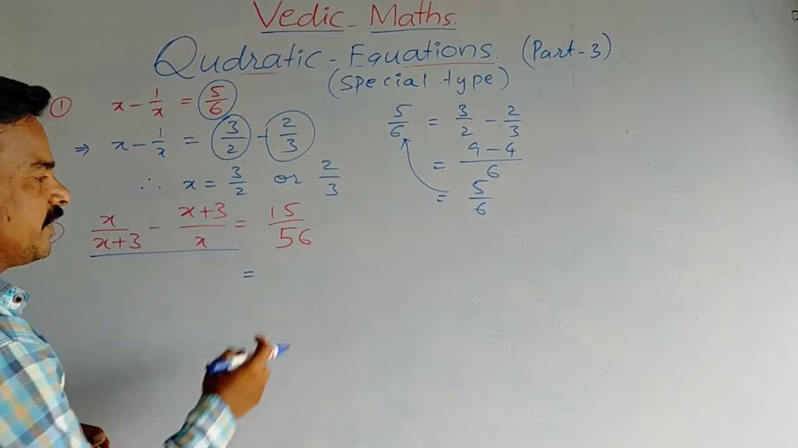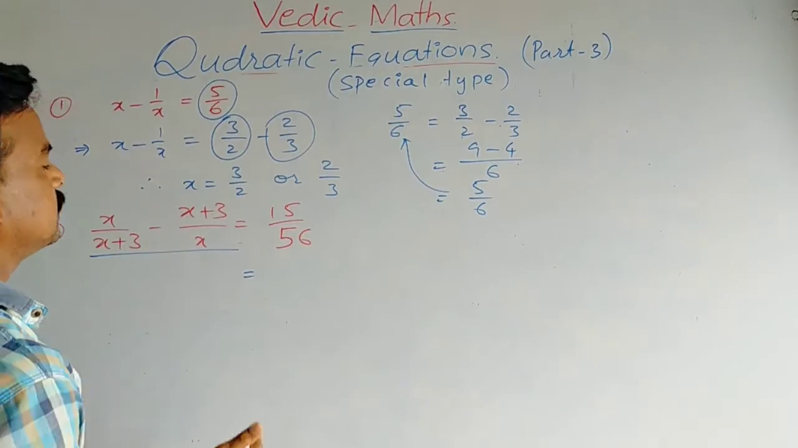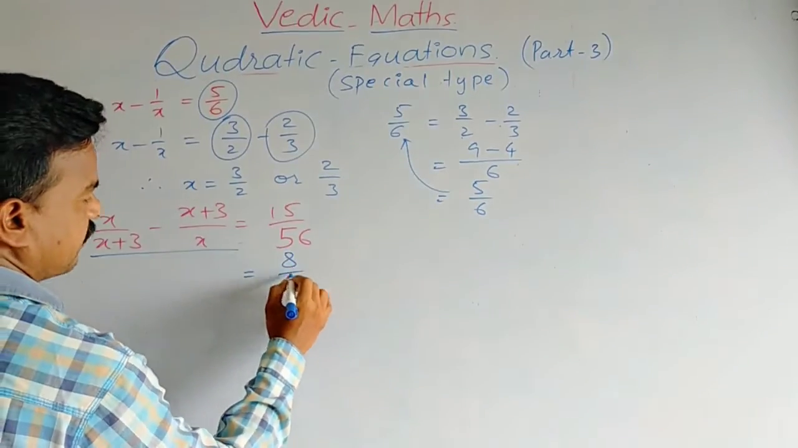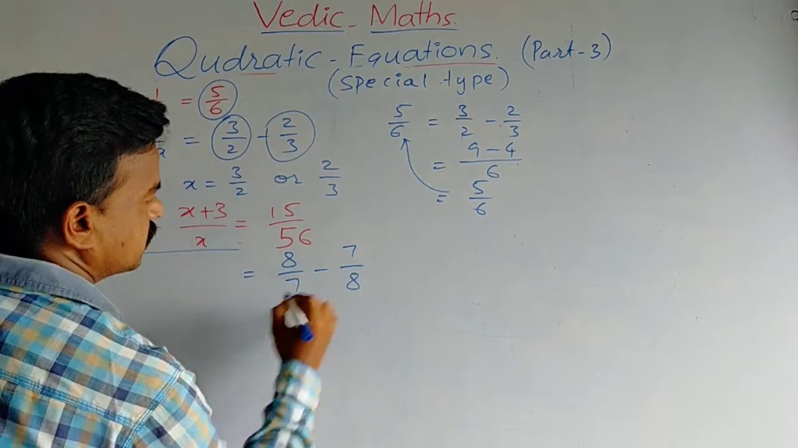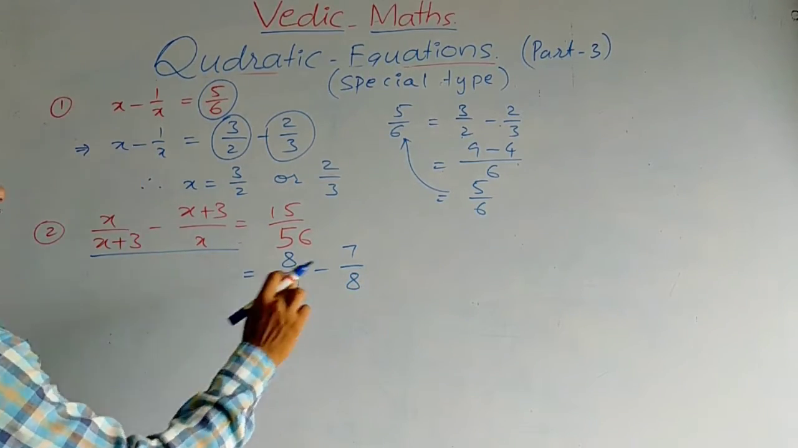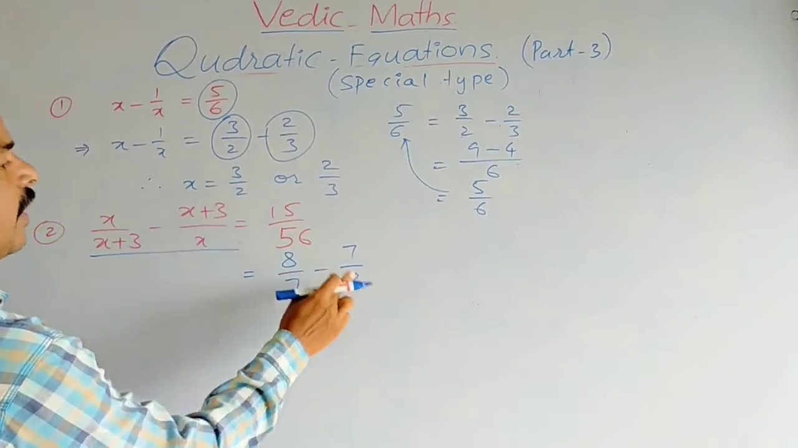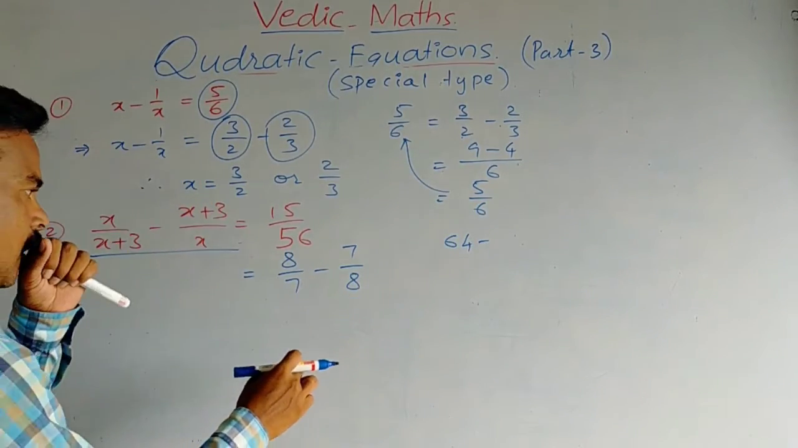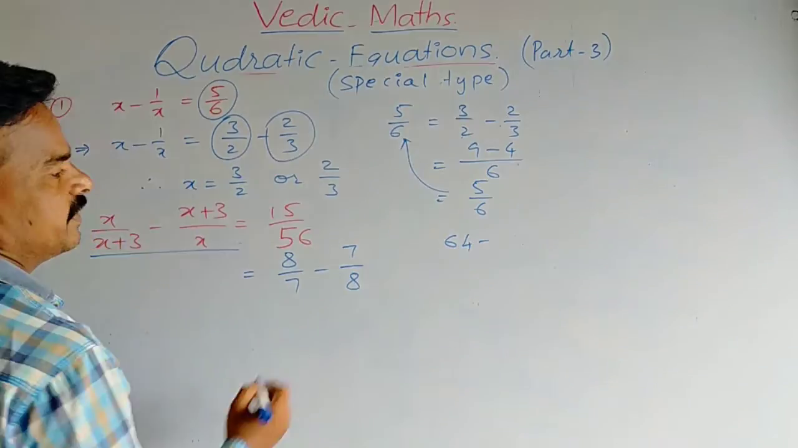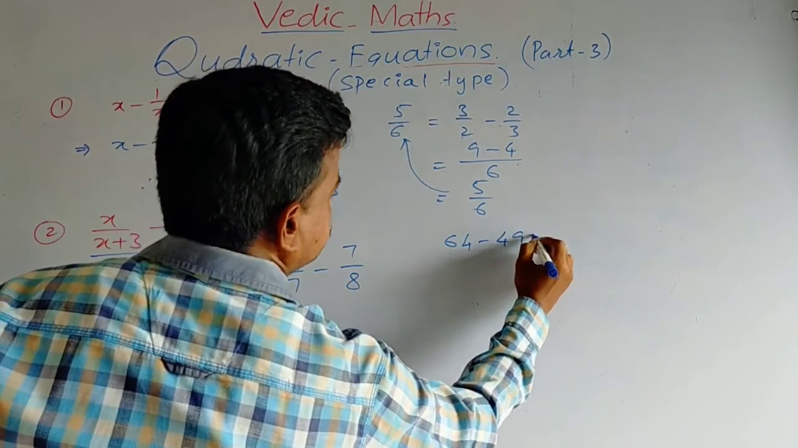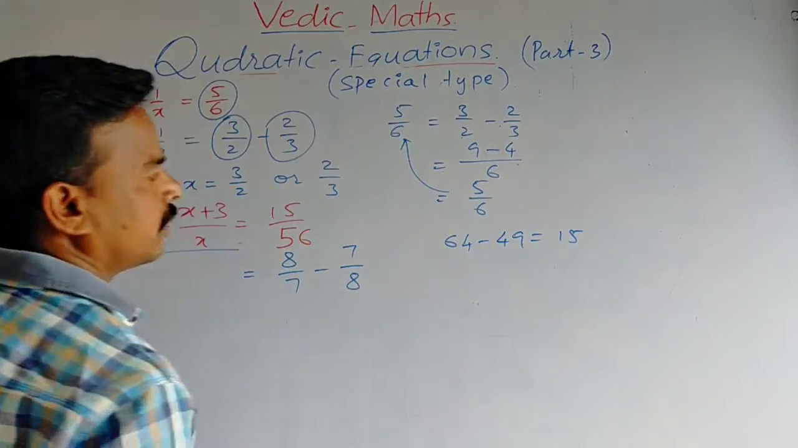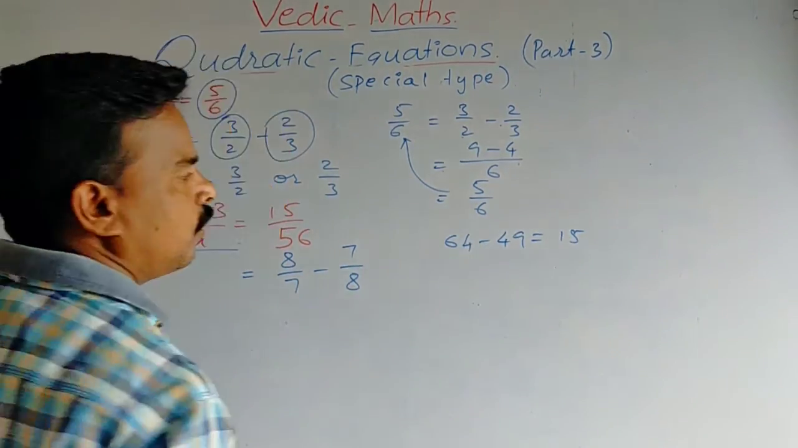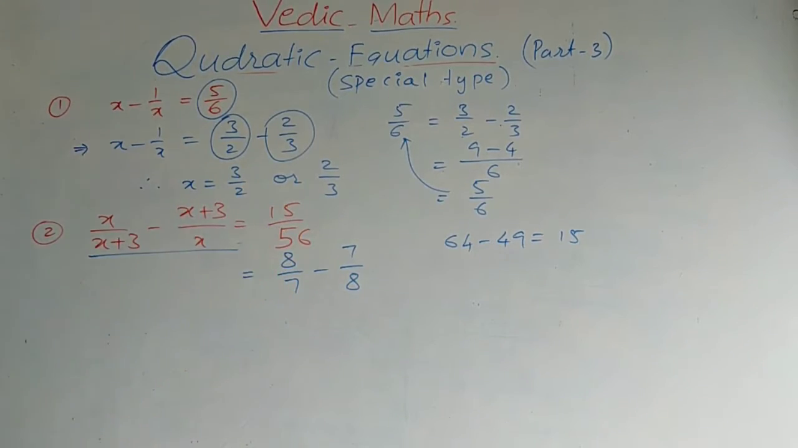Here 56 we can write as 7 times 8. That's why we can write this as 8 by 7 minus 7 by 8, because 7 times 8 is 56 in the denominator. 8 times 8 is 64 in the numerator, minus 7 times 7 is 49. That is equal to 15. 64 minus 49 is 15, so 15 by 56 will come.